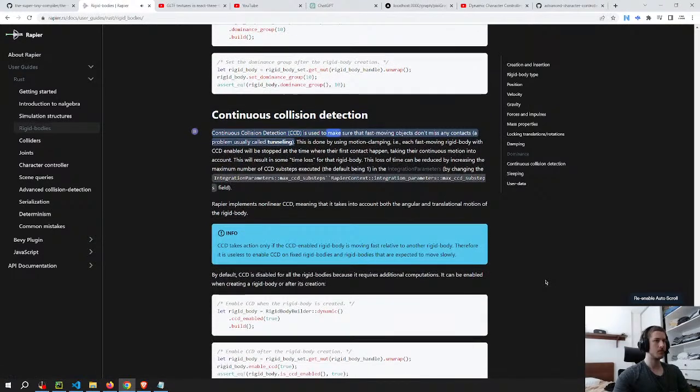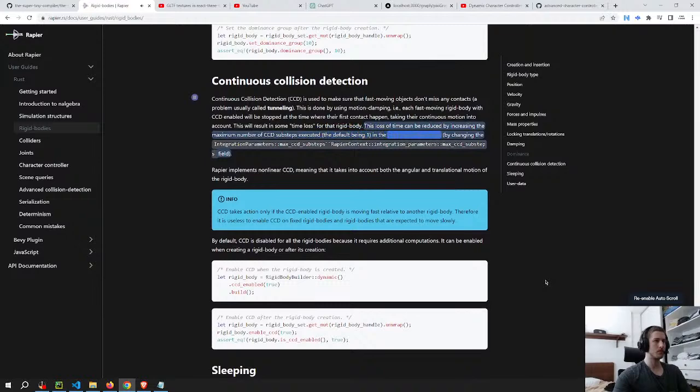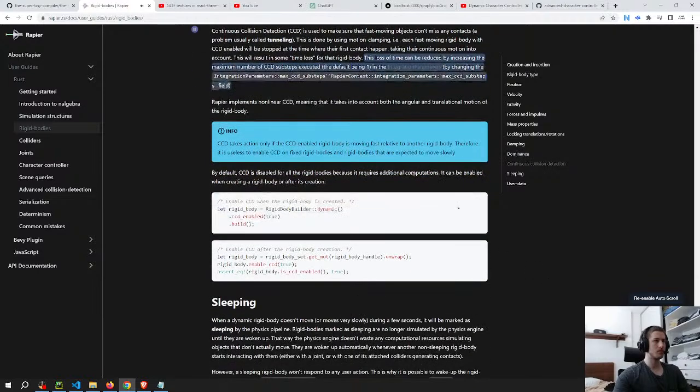Continuous collision detection. Continuous collision detection, CCD, is used to make sure that fast-moving objects don't miss any contacts, a problem usually called tunneling. This is done by using motion clamping, i.e., each fast-moving rigid body with CCD enabled will be stopped at the time where the first contact happened, taking their continuous motion into account. This will result in some time loss for that rigid body. This loss of time can be reduced by increasing the maximum number of CCD substeps executed, the default being 1, in the integration parameters, by changing the integration_parameters.max_ccd_substeps. Rapier implements nonlinear CCD, meaning that it takes into account both the angular and translational motion of the rigid body.